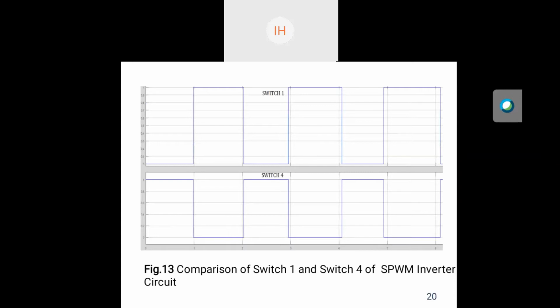So among the 6 switches, we have shown here only 2 switches, switch 1 and switch 4. And the waveform of switch 1 and switch 4 is shown in figure 13. Here when switch 1 is high, then switch 4 will be low, and vice versa also. Next slide.